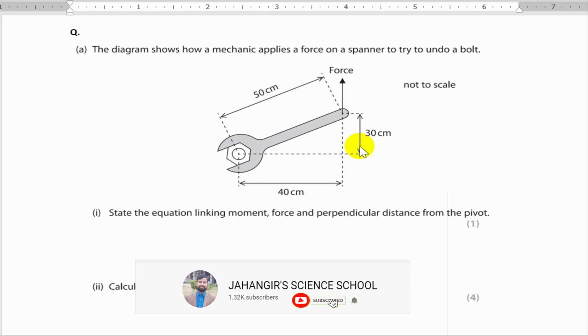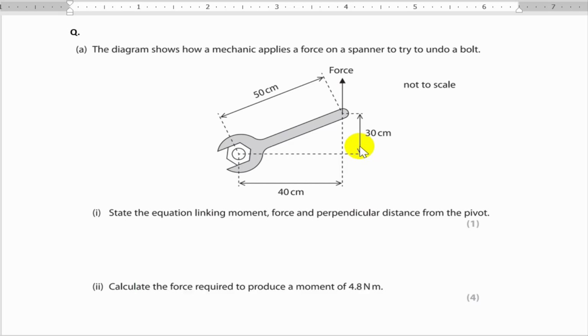Hello, my dear student. Let's start an IGCSE O level exam oriented question. It is an Excel question. Question: the diagram shows how a mechanic applies a force on a spanner to undo a bolt. State the equation linking moment, force, and perpendicular distance from the pivot.